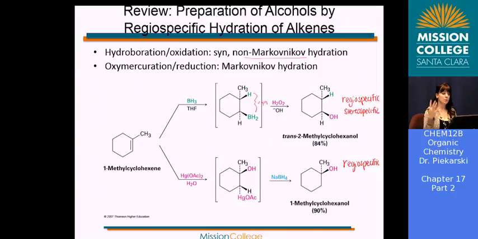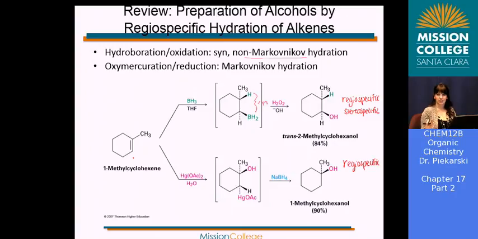Okay? And then once you've made this intermediate, like I said, oxidizing it under basic conditions replaces that boron group with an OH. And you notice how the OH is on the least substituted side of the double bond, and that's non-Markovnikov regiochemistry. Okay?